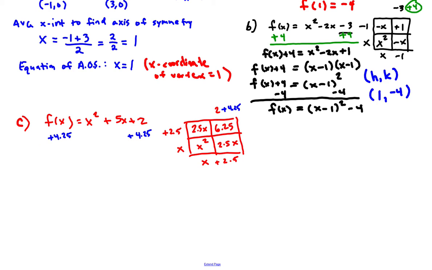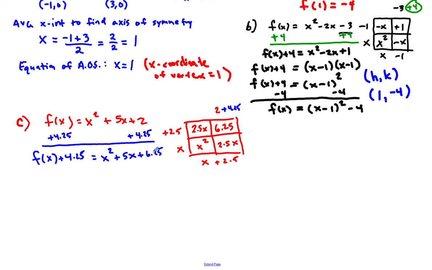And don't be afraid to show your work and show each step here. The people who keep missing this problem or these kinds of problems are the people who want to rush through and skip steps. If you just treat it like it's an equation, you keep it balanced, you won't have any problems. So don't be lazy. So we have f of x plus 4.25 equals x squared plus 5x plus 6.25.